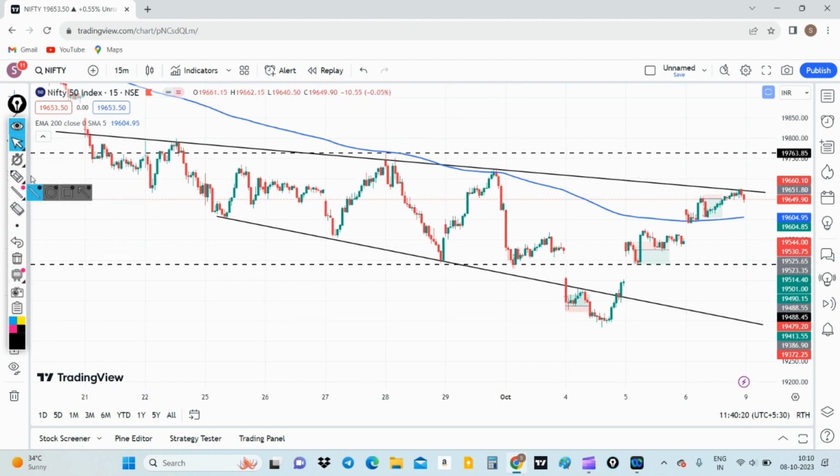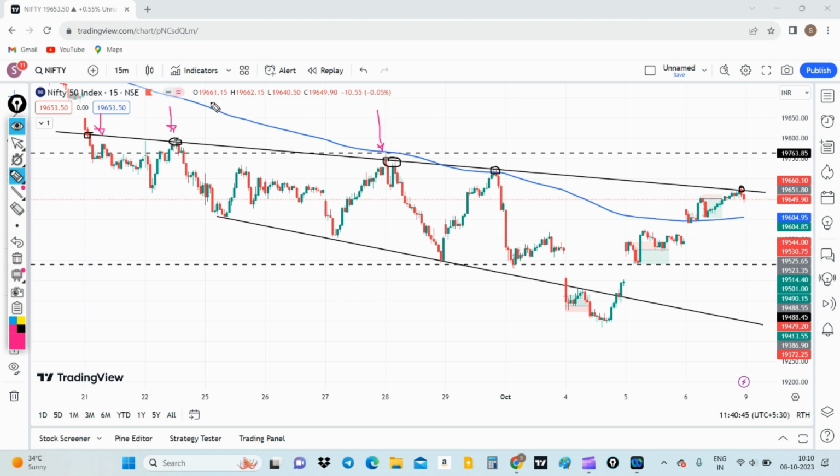So Nifty, if you observe over here, I have drawn this on a 15-minute time frame. So I have drawn the trend line connecting the tops of Nifty on a 15-minute time frame. Over here, if you see, what is happening is this trend line is acting as a resistance multiple times.